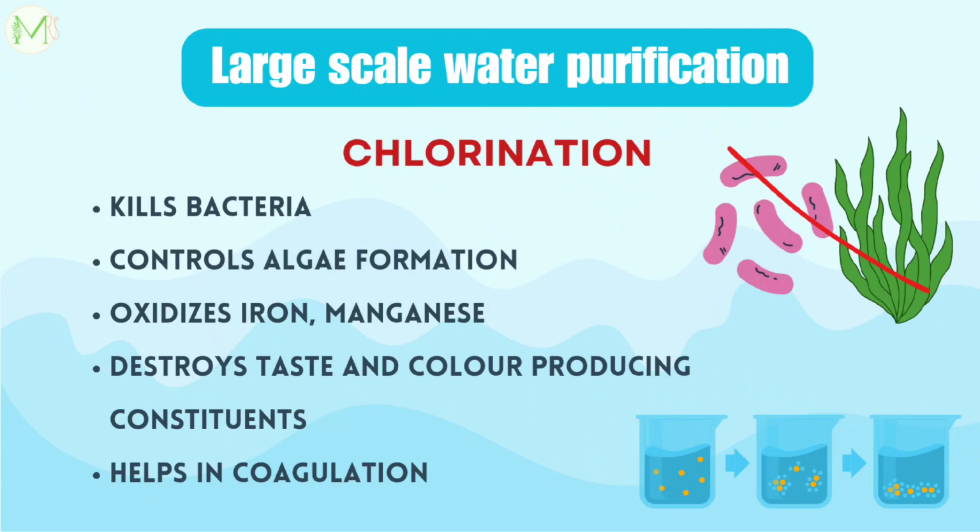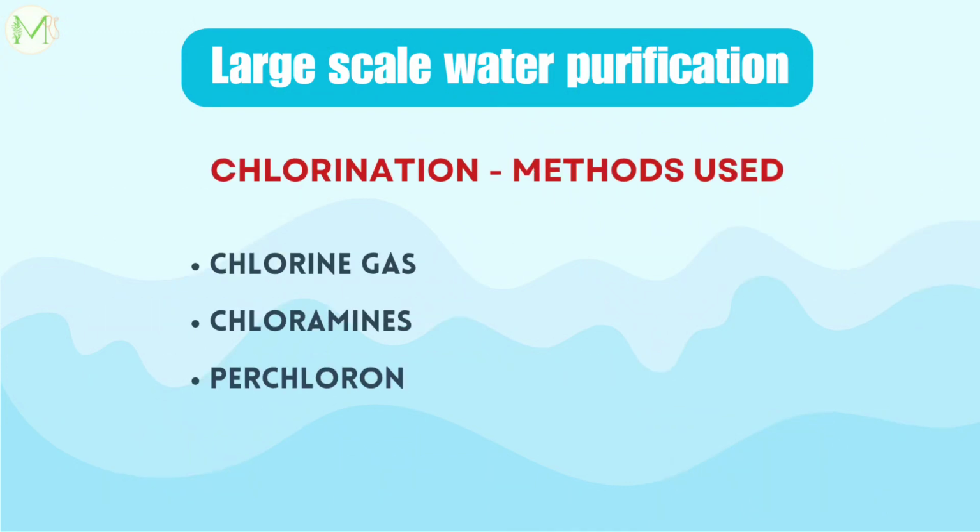Chlorine has the ability to kill bacteria but not spores and viruses unless used in high doses. It oxidizes iron, manganese, and hydrogen sulfide. It even destroys the taste and odor producing constituents, controls algae and slime organisms, and even aids in coagulation.